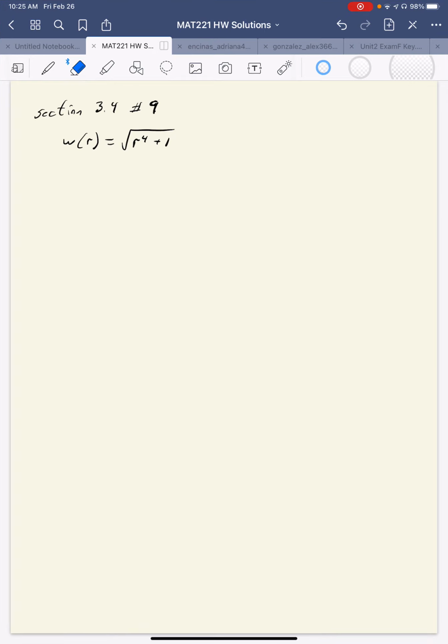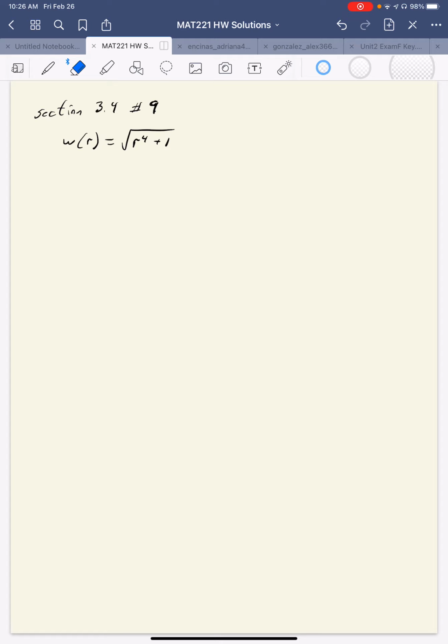Okay, so today I'm going to be looking at section 3.4. I'm going to start with problem 9. In section 3.4, we learned about the chain rule, which is a way that we can take the derivative of a function that is in itself made up of another function.